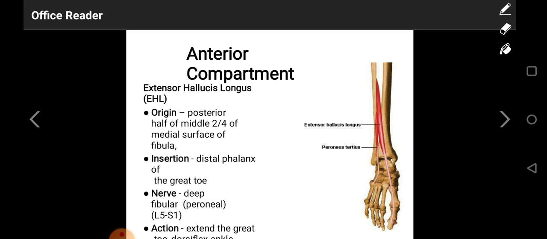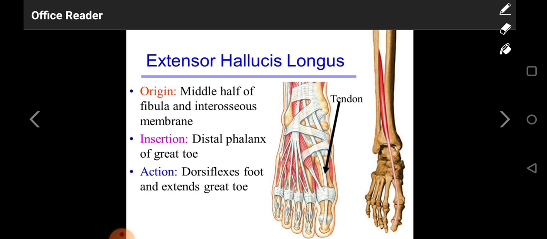Then we have extensor hallucis longus. It arises from the posterior half of the middle two-fourths of the medial surface of the fibula. Insertion is on the distal phalanx of the great toe. Nerve supply is by the deep peroneal nerve. Action is extension of the great toe and dorsiflexion of the ankle. This is the extensor hallucis longus tendon.